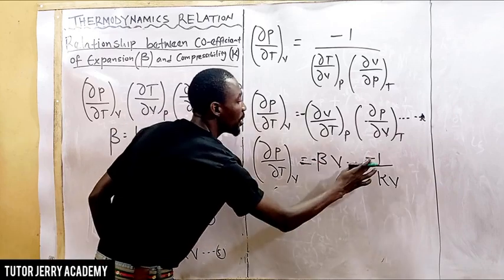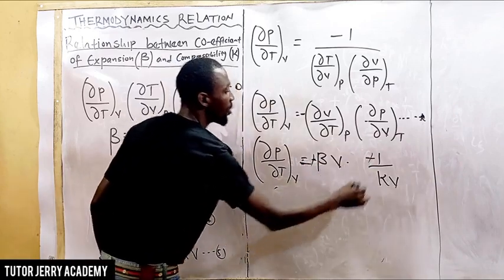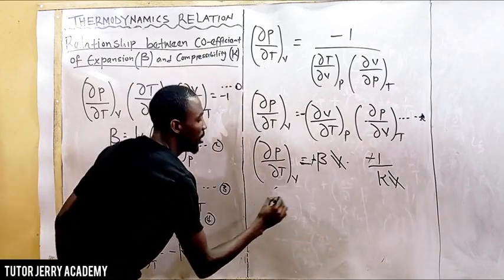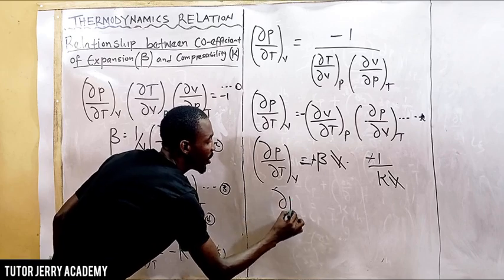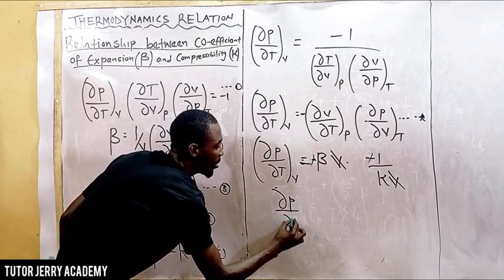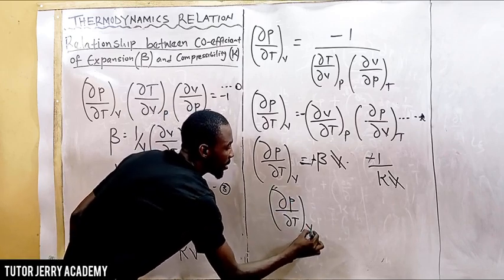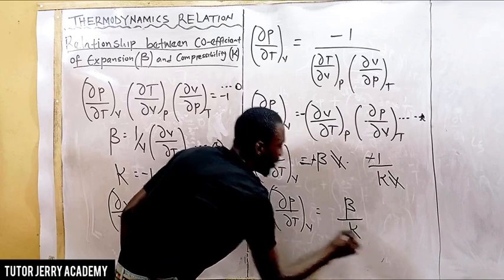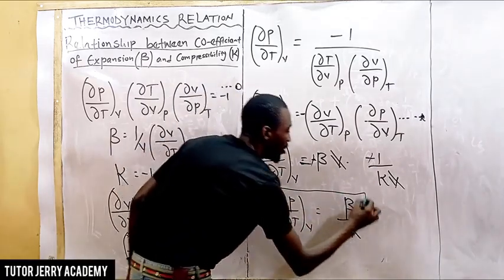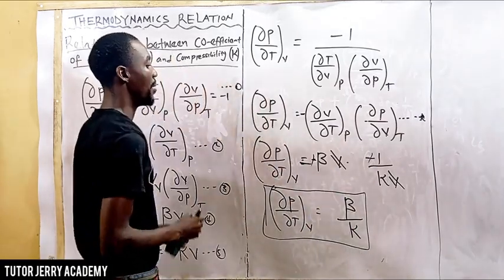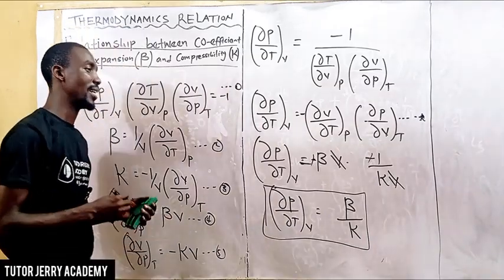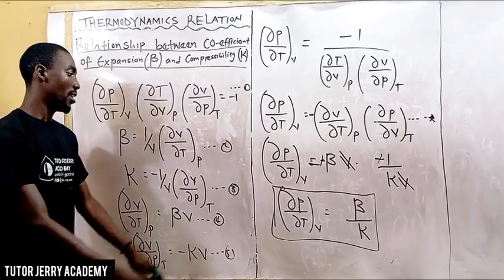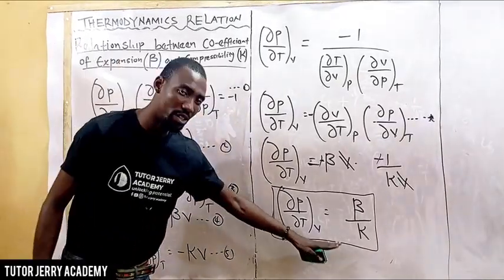All right. So negative will multiply negative. This negative sign will cancel out. Then V will cancel out. Then we'll be left with the partial differentiation of P all over the partial differentiation of T, keeping V constant, equal to beta all over k. And here is the relationship between beta and k. Here is the relationship which is correct.